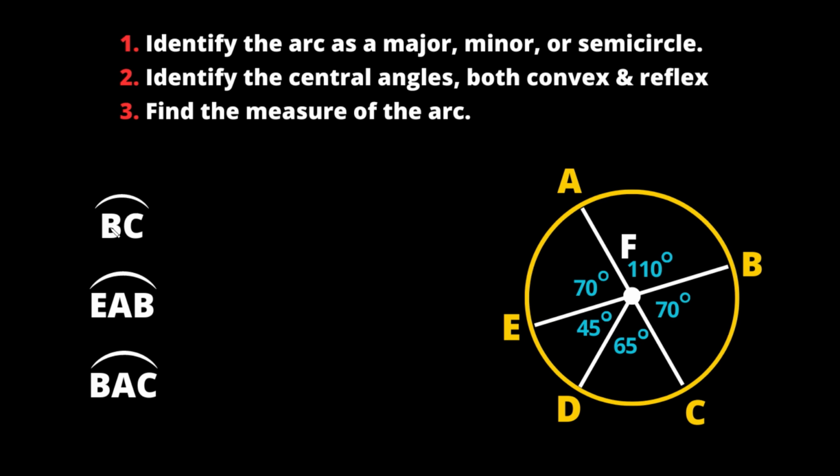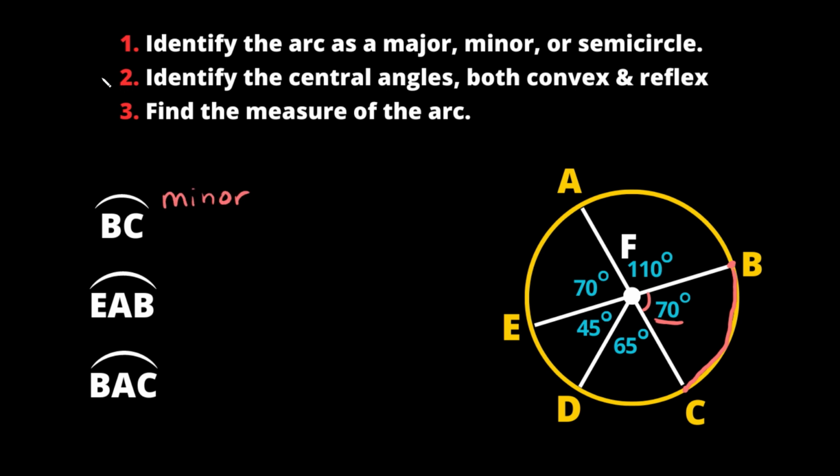So let's start with our first arc, arc BC. So arc BC, let's just find that guy first. So arc BC goes from here to here, all right? So let's answer the first question. So it just says, identify the arc as a major, minor, or semicircle. Well, this arc is defined by this angle right here in the middle. And arcs that are less than 180 degrees are minor arcs. So here, obviously 70 is less than 180. So that just means that arc BC is a minor arc.